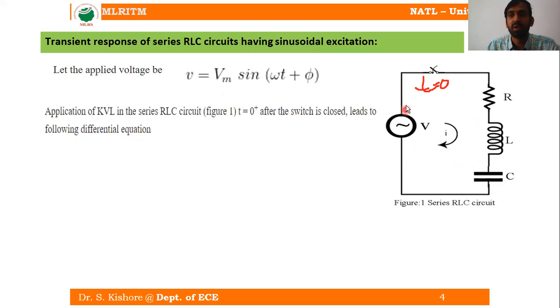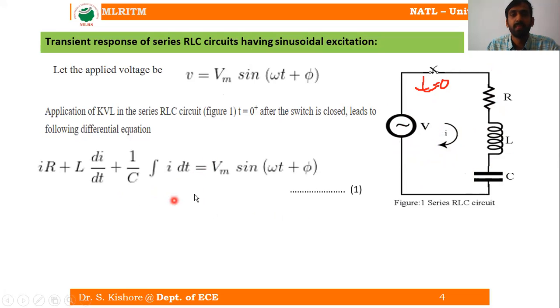Applying KVL, what is KVL here? The EMF acting across the loop is equal to the sum of the potential differences across the different elements. So by applying the same principle, what is the EMF? The EMF is nothing but the sinusoidal source here. V is equal to Vm sine of omega t plus phi, which is equal to the sum of potential differences.